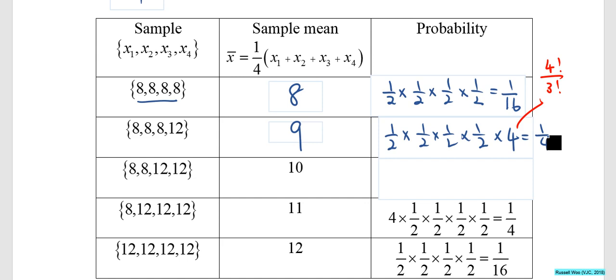Yes? So similarly for 8, 8, 12, 12, can we quickly calculate now? Just revise a bit of your probability. Come, 30 seconds, write this down. How do you find 8, 8, 12, 12? How do you get 8, 8, 12, 12?